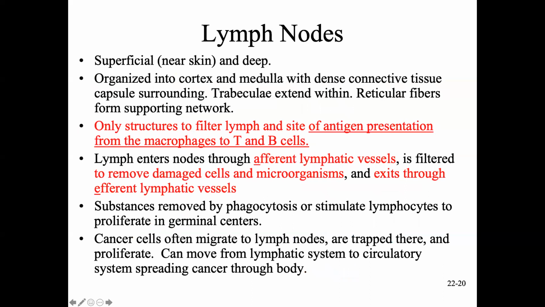Now, in terms of the lymph nodes, we have some superficial ones near the skin and deeper ones, right? In terms of lymph nodes, I want you to know only the physiology, which is that these are the structures that filter lymph, a site of what we call antigen presentation, from macrophage to T and B cells, our lymphocytes. It should not make sense right now, but antigen presentation is this.